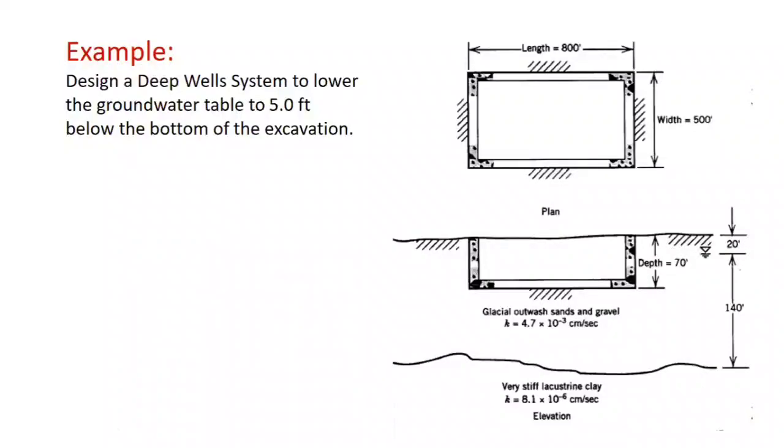The very important thing is that before designing any dewatering system, you need to know the permeability of the soils underneath. And then you can see this soil is a very stiff lacustrine clay. I hope you can recall this word. Lacustrine means lake deposits. So the K is quite low, and looking at this situation, you get an idea that this represents an unconfined aquifer, because you have an aquifer over here which is exposed to atmospheric pressure, and on the bottom you have a layer of very low K soil.